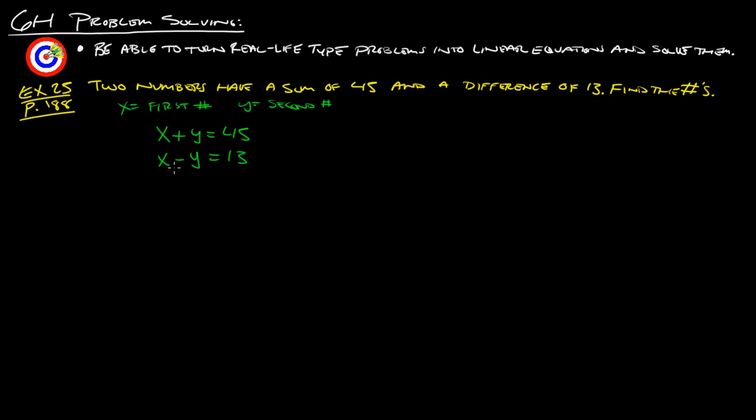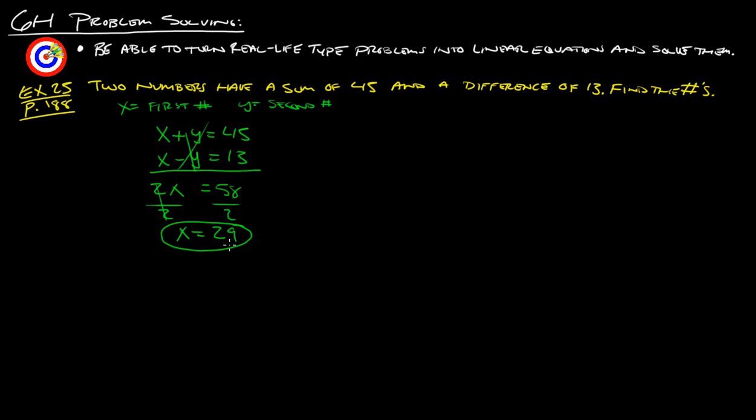Once you get this, now it's just like what we did in the previous section, which was solve the linear equations. Nice part about this is the y's are opposite. So if we add these together, we get x plus x is 2x. The y's cancel out, and we get 2x equals 58. So we divide both sides by 2, and we get that x equals 29.